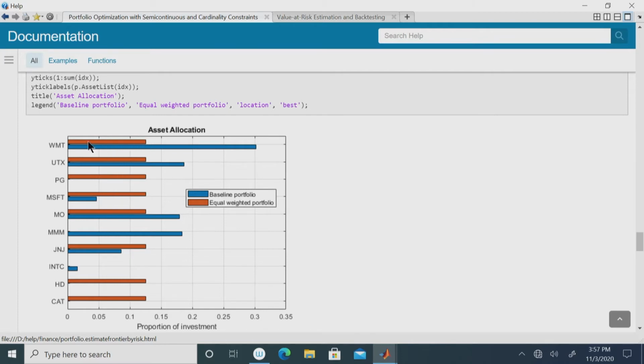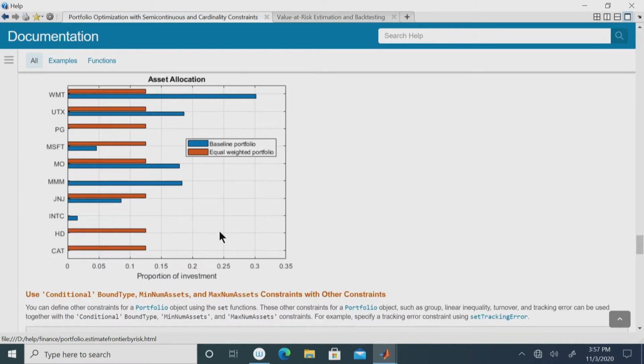So, obviously, all the orange bars are of identical length, because it is going to be the equal weighted portfolio, but the blue bars of course are of different length. So, this is going to be the asset allocation in terms of the weights for the baseline portfolio as well as the equal weighted portfolio.